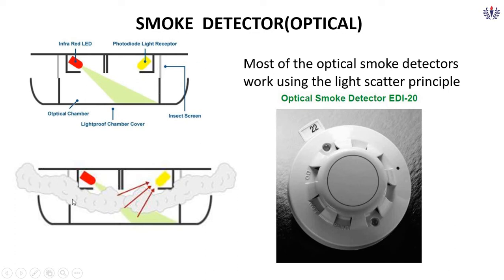But when the smoke enters it, what will happen? The light will scatter and reflect to the photodiode. Once the photodiode receives the signal, it activates the system. So it is basically the light scattering principle. One more principle we know, the ionization principle. The ions in the smoke interact with the cathode and anode and produce an output, that is the ionization principle. So this device is the EDI 20 optical type smoke detector, which we are using in our application.